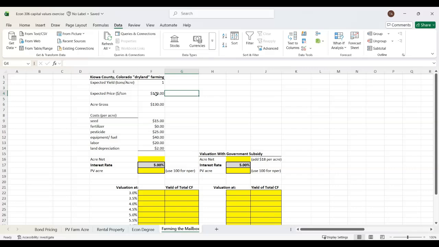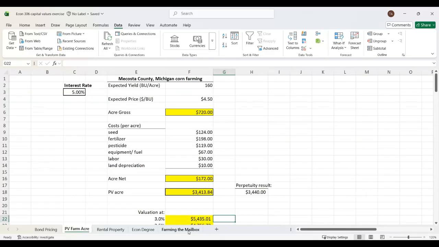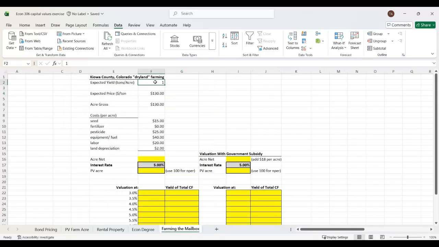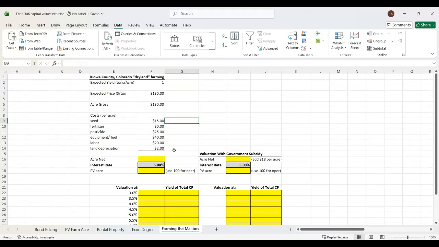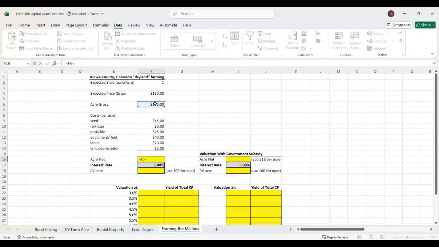So this is the same thing as the farm acre for the corn problem. We're just going to multiply the yield by the price. I also looked this up, something maybe like $130 a ton for sorghum hay, which you can feasibly grow on dry land. And then I put in quasi-realistic numbers for the per acre costs. Okay, then we'll do the same thing with the acre net. We'll take the gross and subtract the sum of the costs.